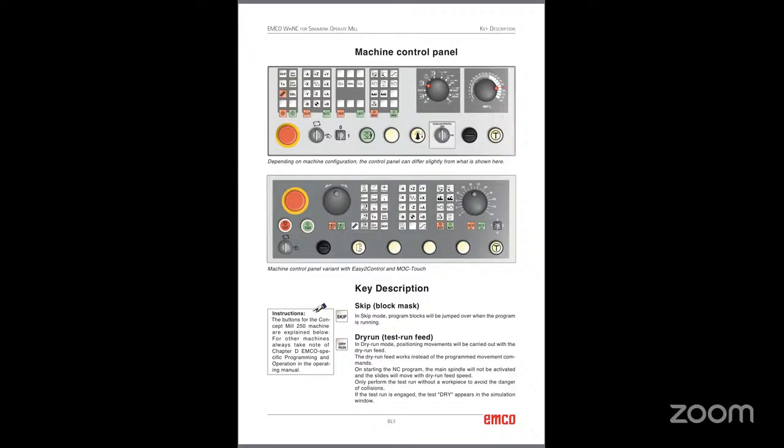So these two options are very important. Once again, skip mode: you should use this backslash. If this mode is on, then it will not execute this particular line. Then to test the program without cutting, you can use the dry run mode. So make sure that there is no workpiece during the dry run mode.